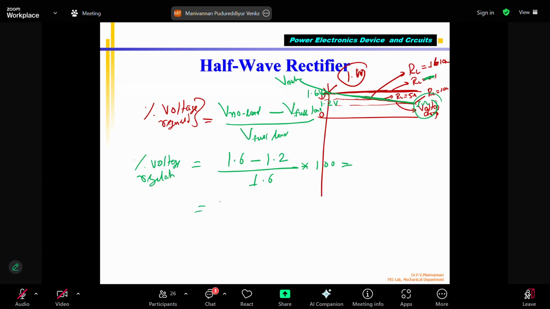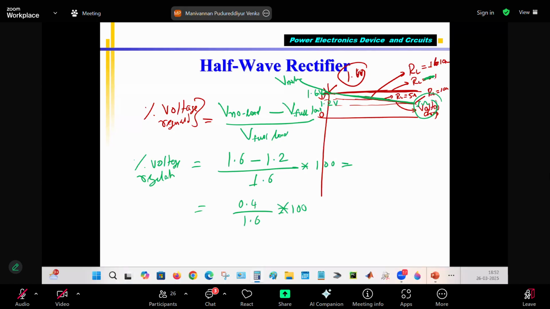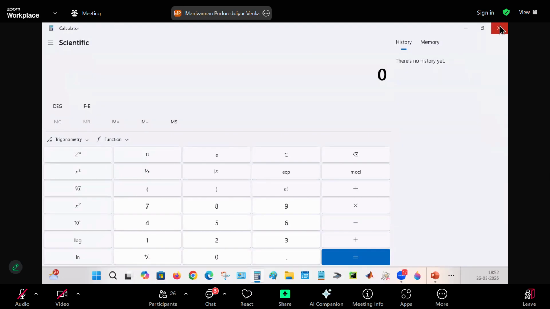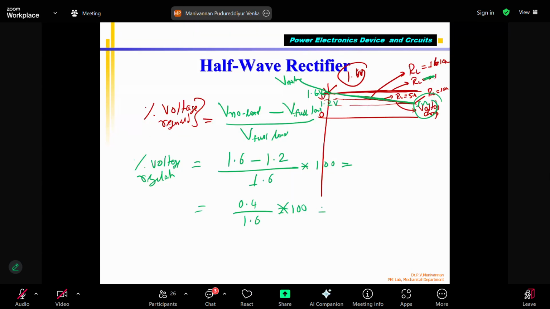You can say that this will be 0.4 divided by 1.6 into 100. Somebody can say how much it is if you have a calculator. 25%. So the percentage will be 25%. Correct? This is called a poor voltage regulation.